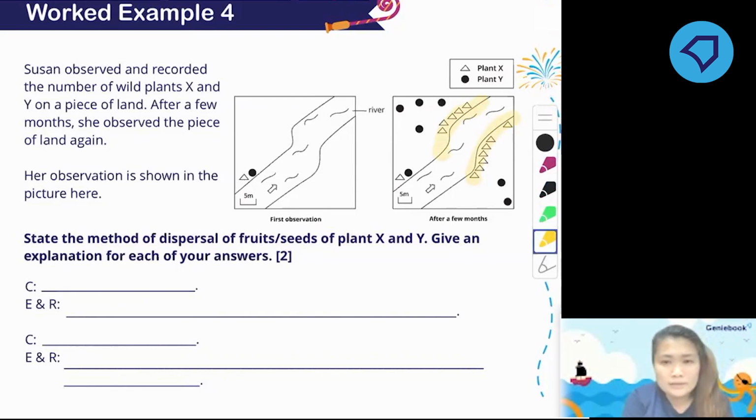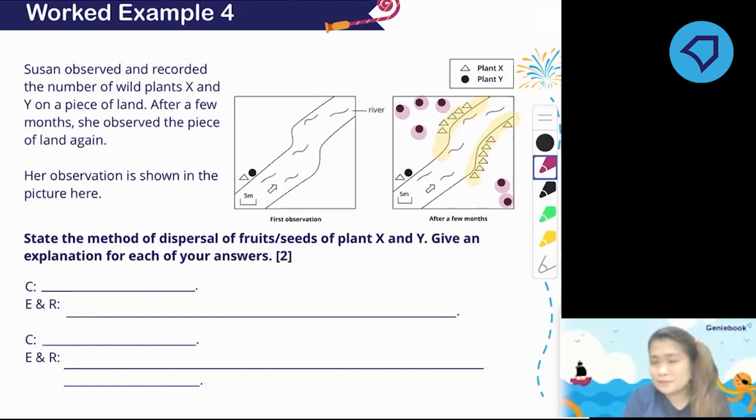The next one is the circles, plant Y. Where are they? They are randomly everywhere. In this question, they ask you to state the method of dispersal and explain your answer. So this goes back down to your CER.